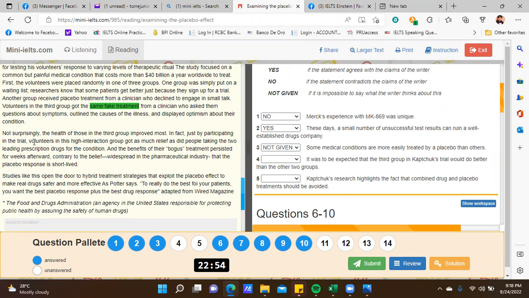In fact, just by participating in the trial, volunteers in this high interaction group got as much relief as did people taking the two leading prescription drugs.